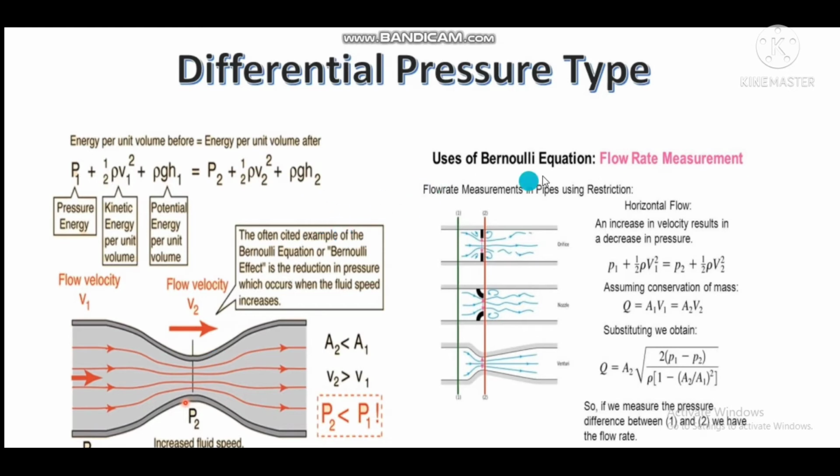Now heading towards Bernoulli's equation for flow rate measurement, by taking the horizontal flow, that is, taking the pipe as horizontal.